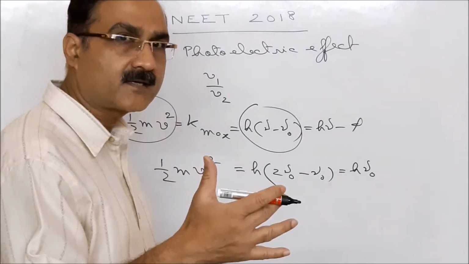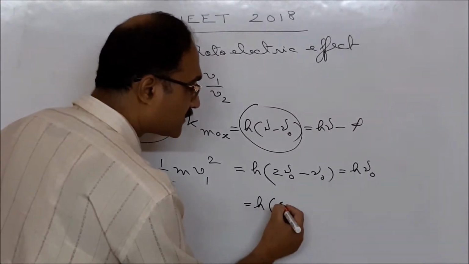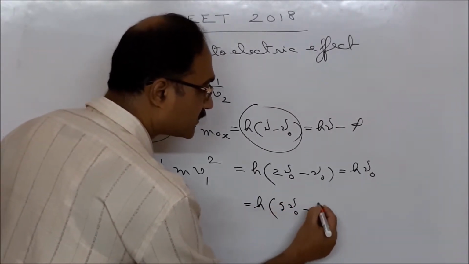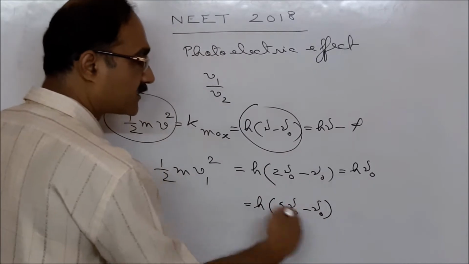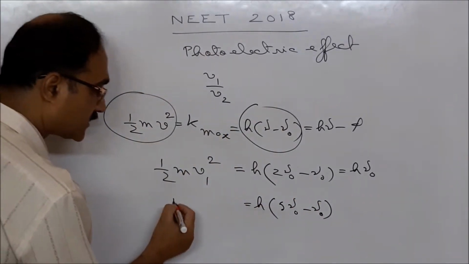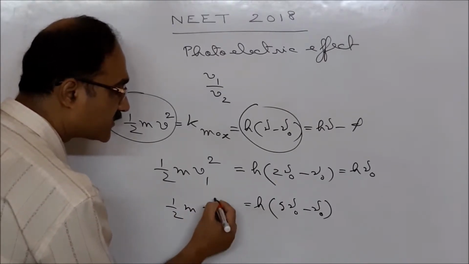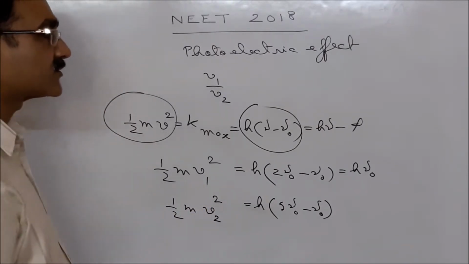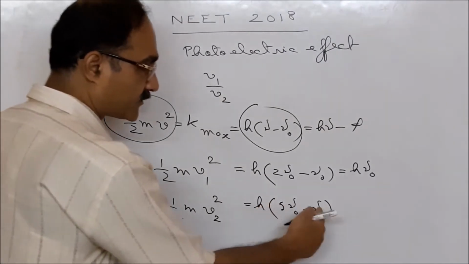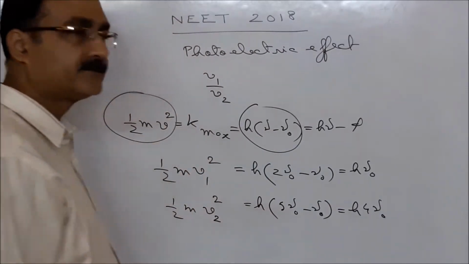Right? In the second case, it says the incident frequency is 5 nu naught. So this formula is like this. This part, and this part it says half m, the velocity is v2, so half m v2 square. So if we subtract this, we get h into 4 nu naught.